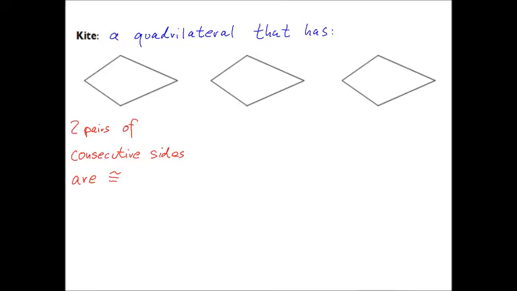A kite is another type of quadrilateral that has the following three properties. It has two pairs of consecutive sides that are congruent. And remember, consecutive means next to each other. And so those sides that are congruent are these two sides next to each other and these two sides next to each other.